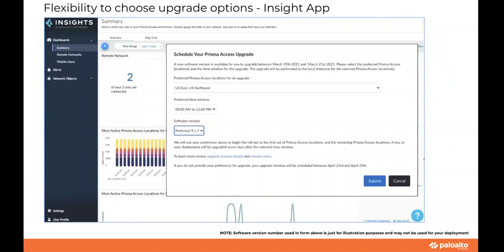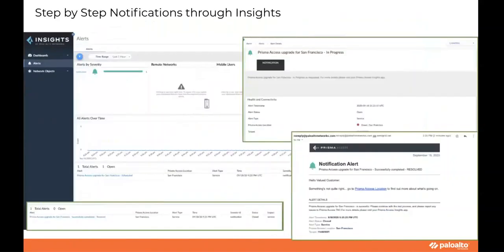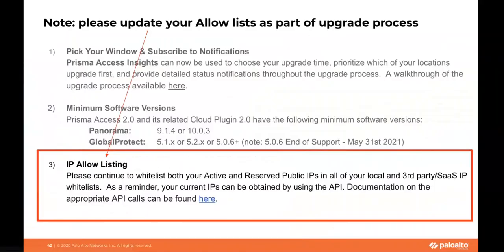And then everything goes on autopilot, and you will be notified 3 weeks prior to the actual upgrade through Insights and through email that your upgrade is coming in 3 weeks. Again, you'll be notified 3 days prior to the actual upgrade window. And finally, as the upgrade proceeds, you will be notified all along that here's what's happening.